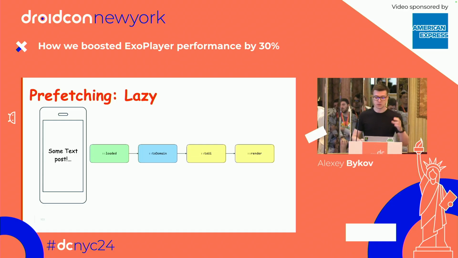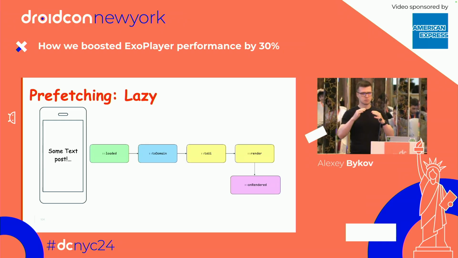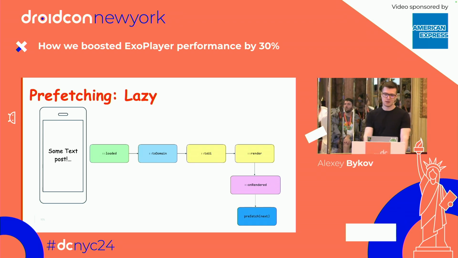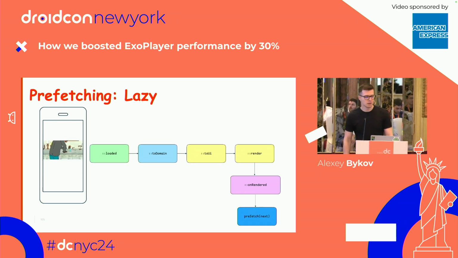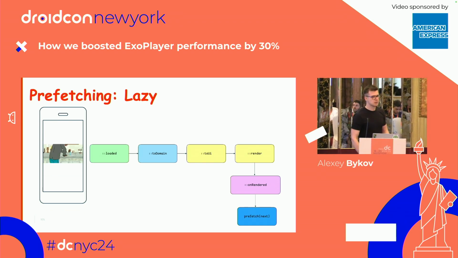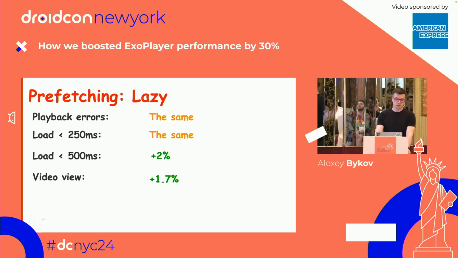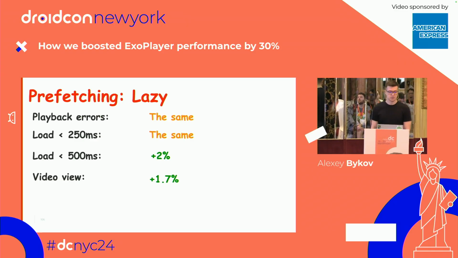And when UI is rendered, we actually start to check: okay, I have some posts, do we have a next post that is a video? And if we do, we're going to prefetch these posts. And whenever the user scrolls to the video post, it's going to be displayed directly from the cache, and we're going to have a cache hit. So this approach was good. But it wasn't, I would say, good enough, even though we decreased video loading by less than 500 milliseconds and increased video views. There is a problem.